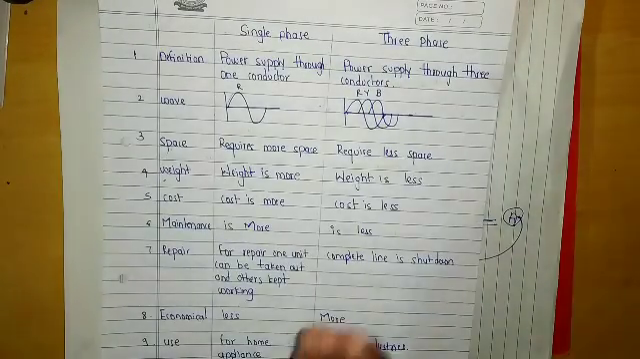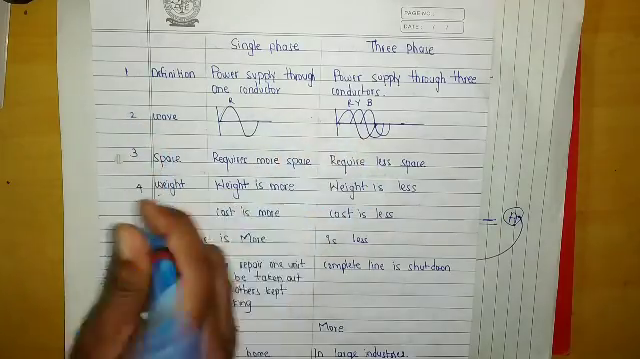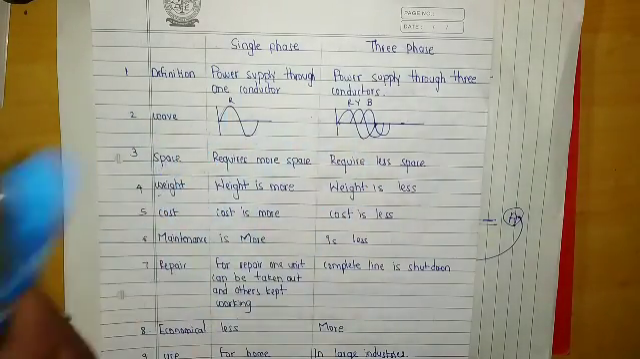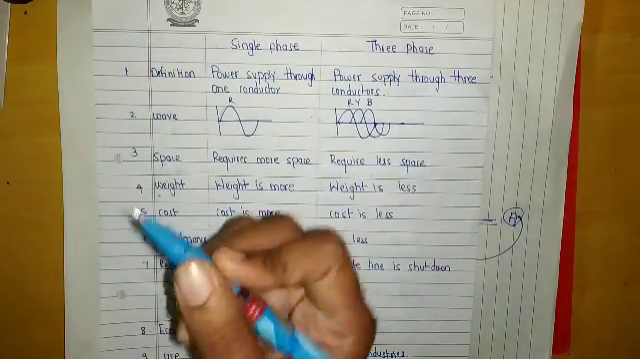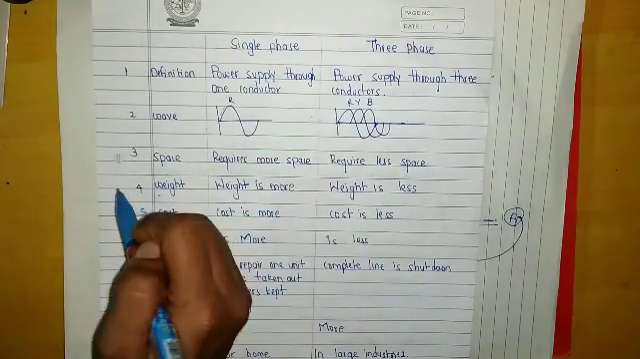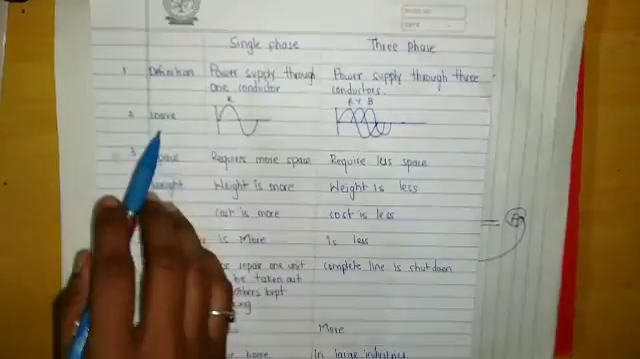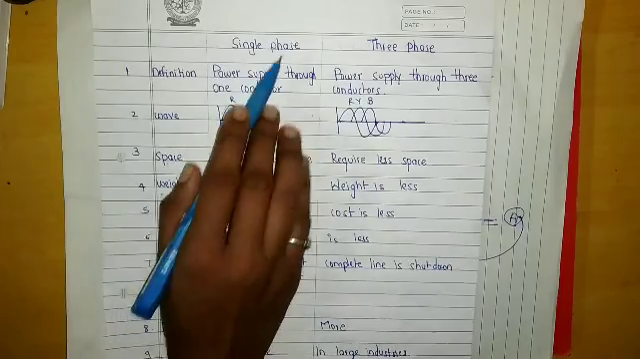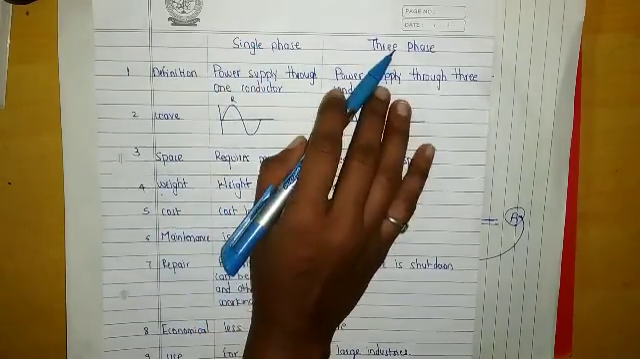So we will just quickly revise it once again. I will insert the same image so you can see. The single phase transformer has 2 coils. One coil is on primary side and another is on secondary side. 3-phase transformer has 6 coils. 3 coils are placed on primary and 3 coils are placed on secondary. So definition. Power supply through one conductor is done in single phase. Power supply through 3 conductors is done in 3-phase.